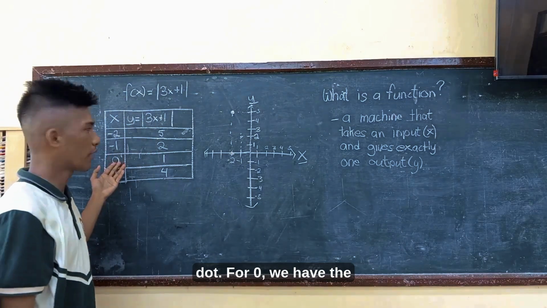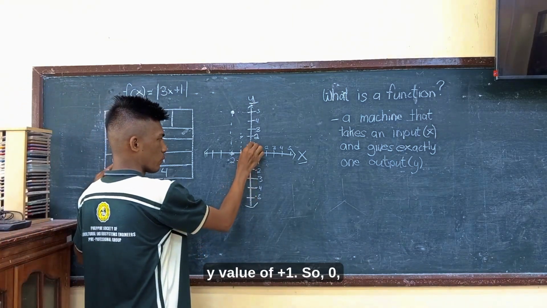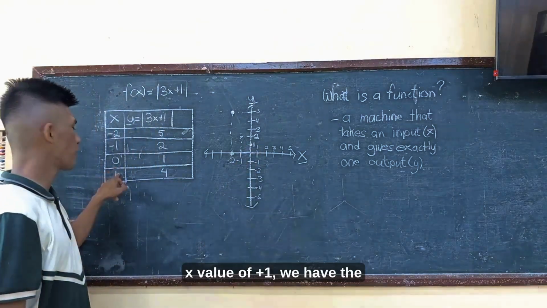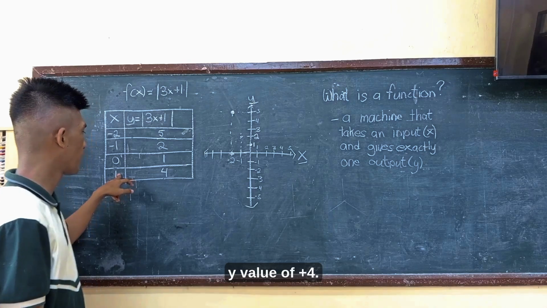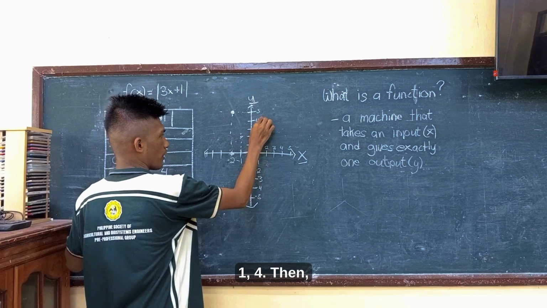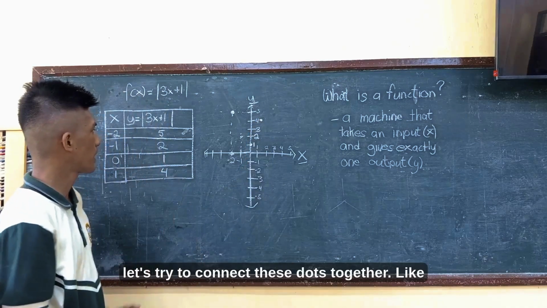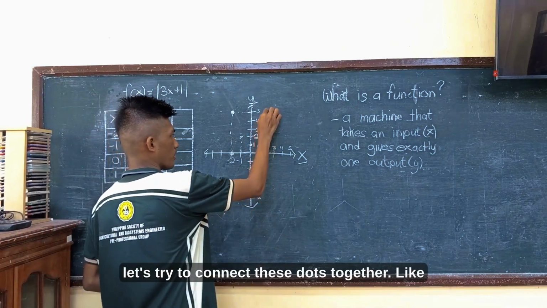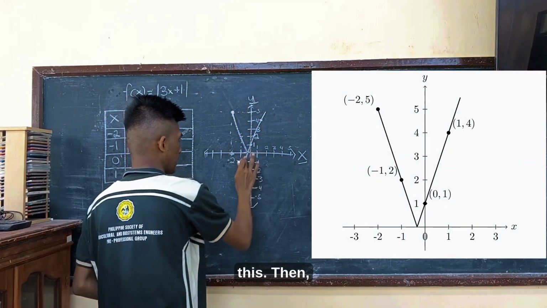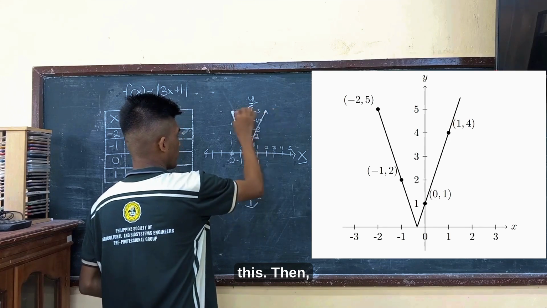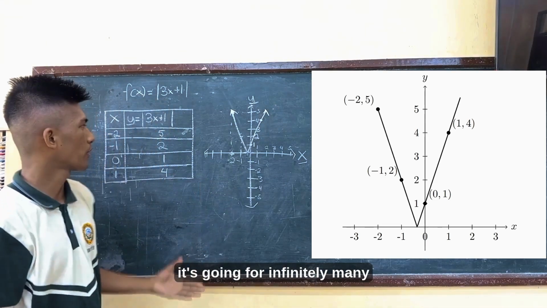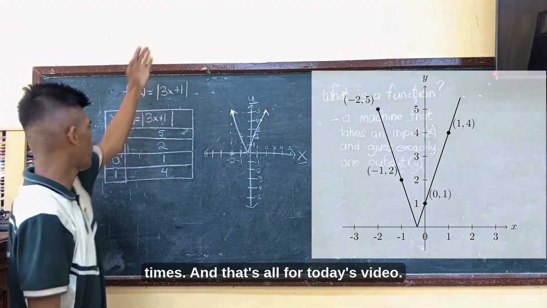For 0, we have the y value of positive 1. So 0, 1. And then for the x value of positive 1, we have the y value of positive 4. 1, 4. Then let's try to connect these dots together. Like this and like this. Then we add an arrow to indicate that it's going on infinitely.